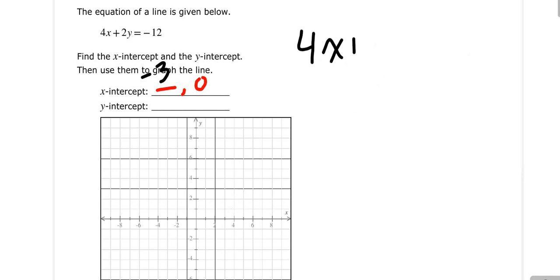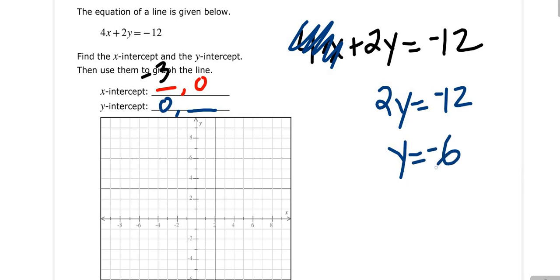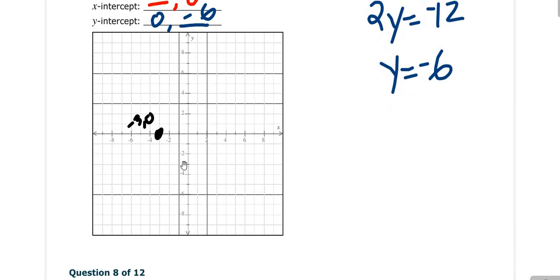And then if we have 4x plus 2y equals -12, to find the y-intercept, you ignore the x. So you pretend there's a 0 there. What would that be? And you graph your points. And those are your intercepts, and then you string your line through them.